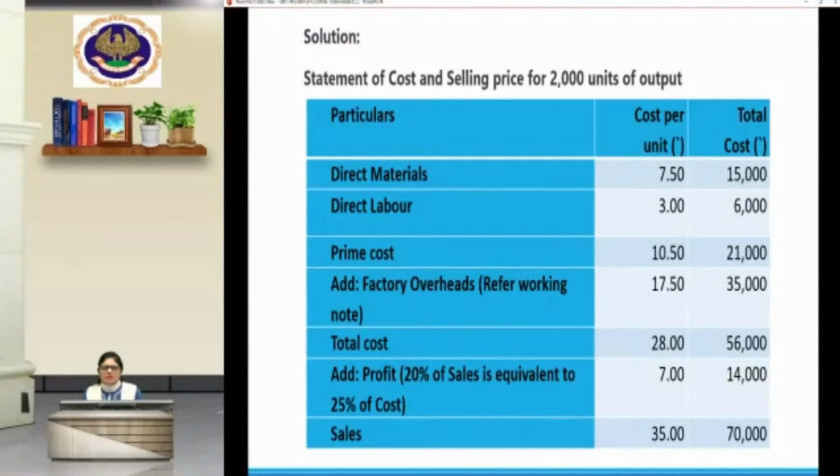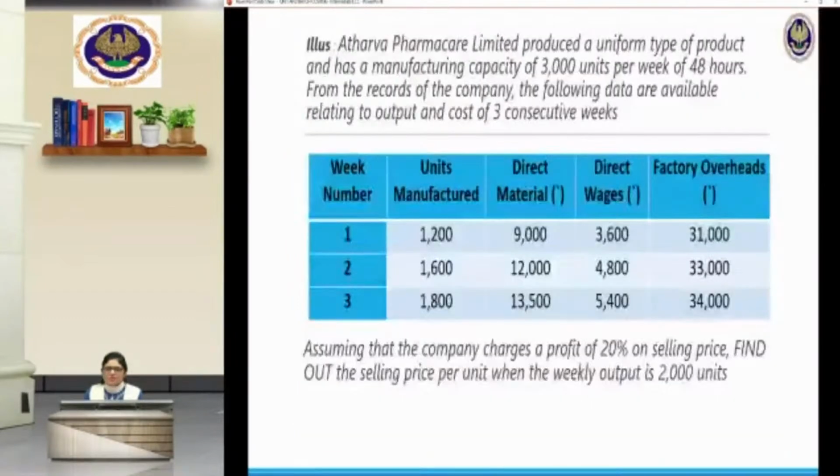So this is basically the statement of cost. I'm again taking you to this question. So we have calculated.